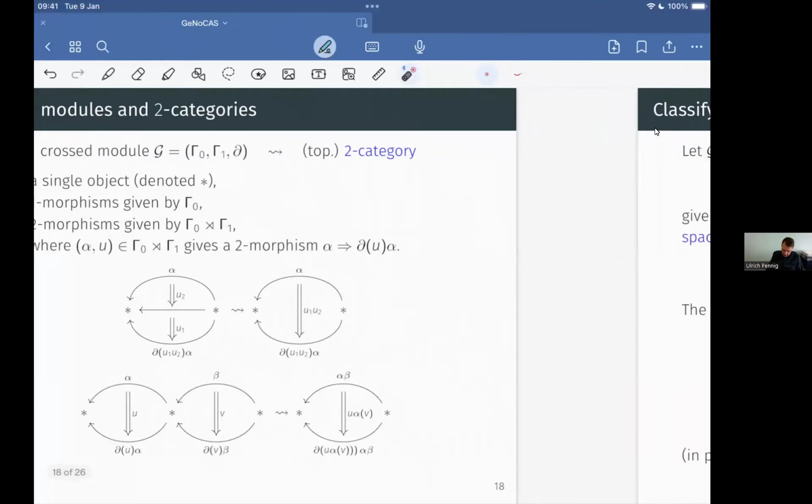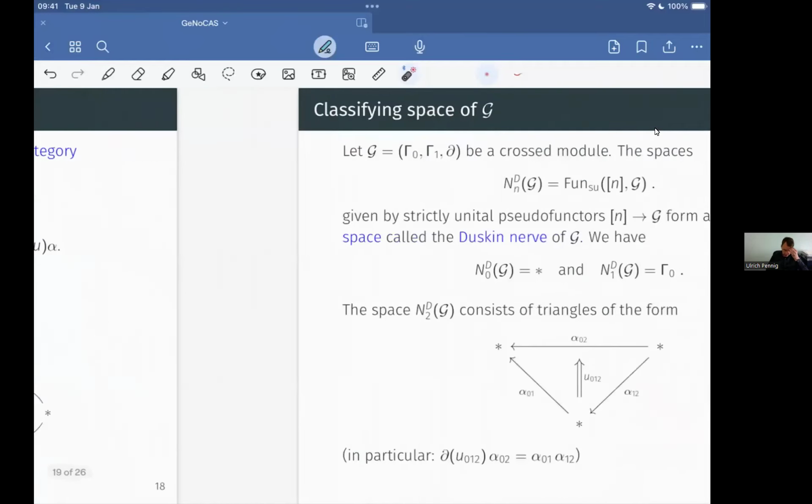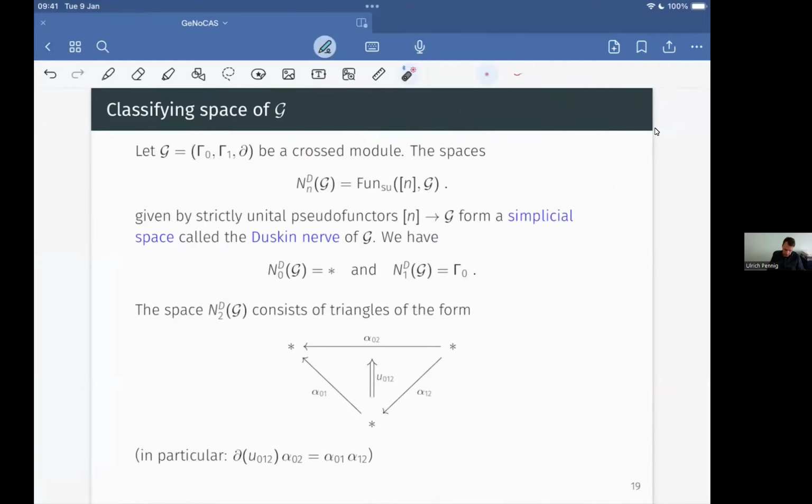And the one that I will discuss comes from the so-called Duskin nerve. So the way all of these work is you first construct a simplicial space from your 2 category, and then you take the geometric realization, and that gives you the topological space. And the spaces that you look at are defined as follows. So the nth level of this Duskin nerve is just given by the pseudo functors of this form here.